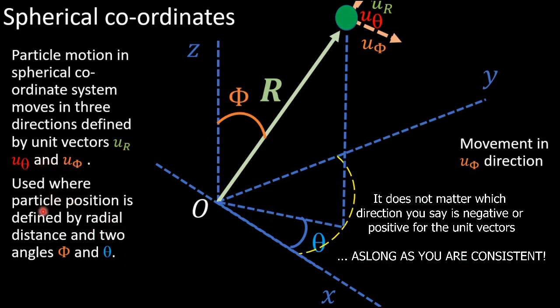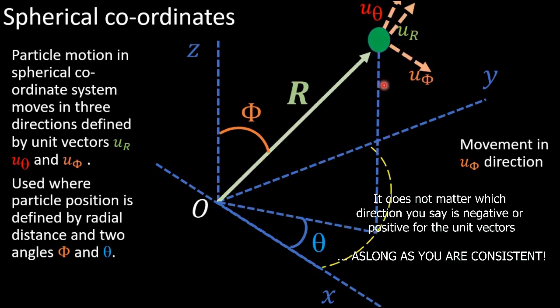This is used where the particle position is defined by radial distance and two angles, phi and theta. So there's the angle phi there. That is measured from the z-axis up to this position r, and this is theta here, so it's the angle between the projection of r on the xy plane. And we've also got the three unit vectors you will see in just a moment.